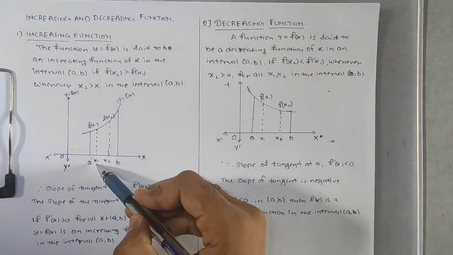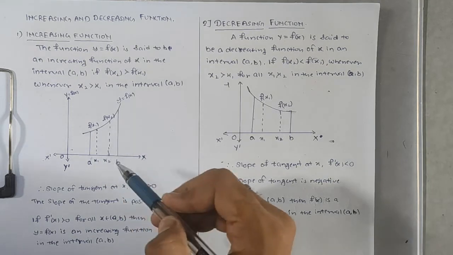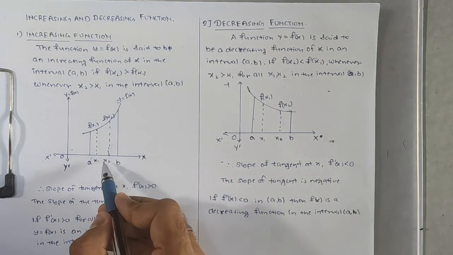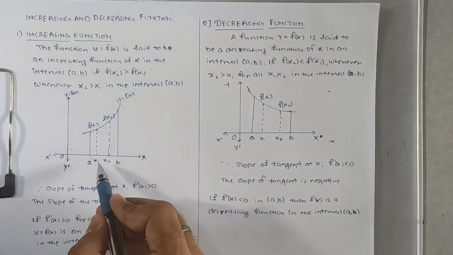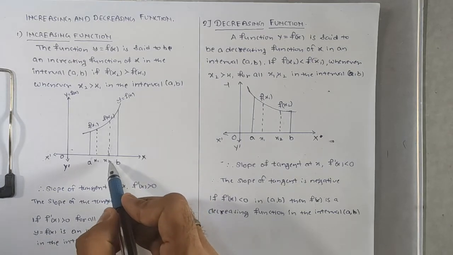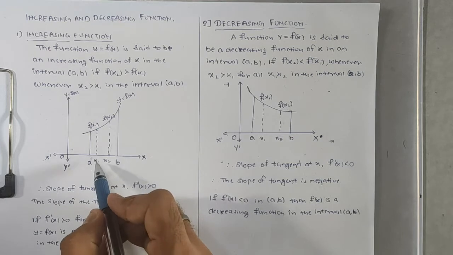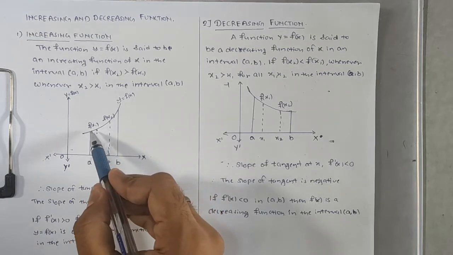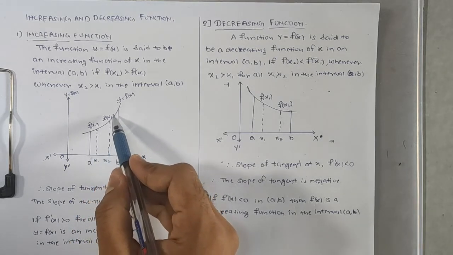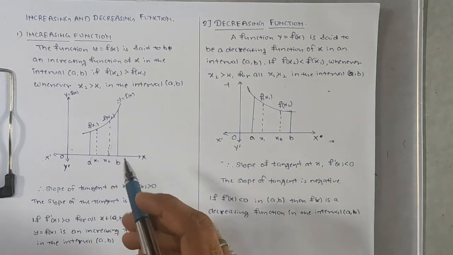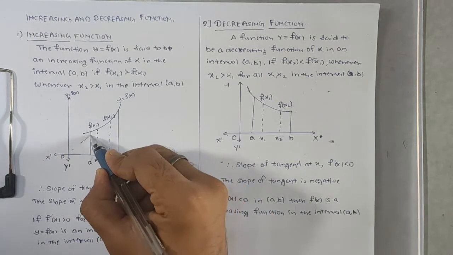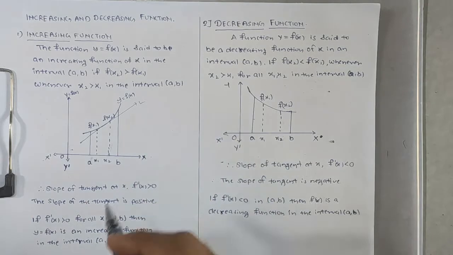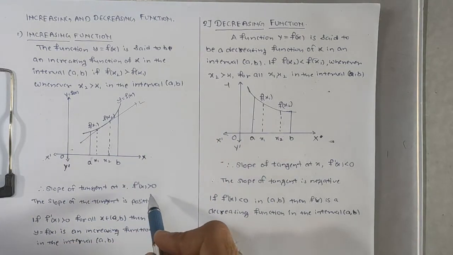So the value of f of x at x1 is f of x1 and at x2 is f of x2. Now if we see, x1 is less than x2 because in the right direction the values are going greater and positive. So x2 is greater than x1. Now if we move along the curve y from left to right, f of x1 is less than f of x2. So here if we draw a tangent, the slope of the tangent at x is f dash of x.